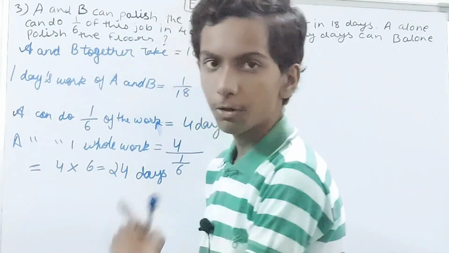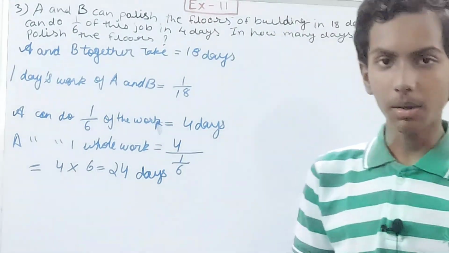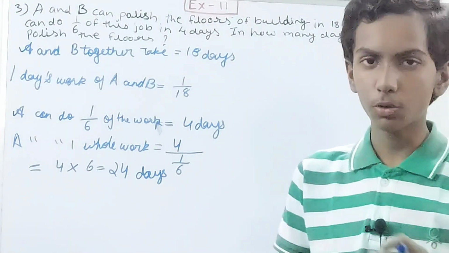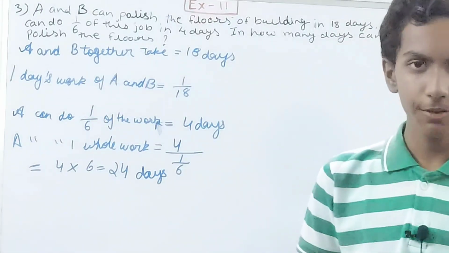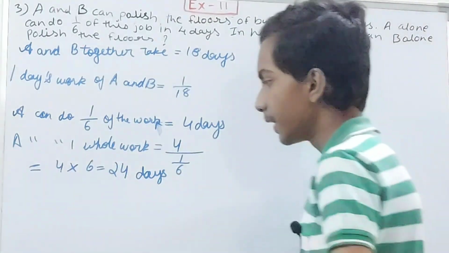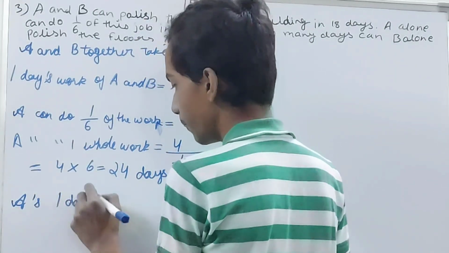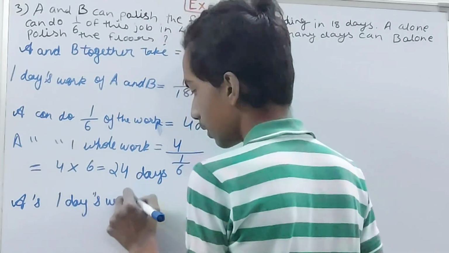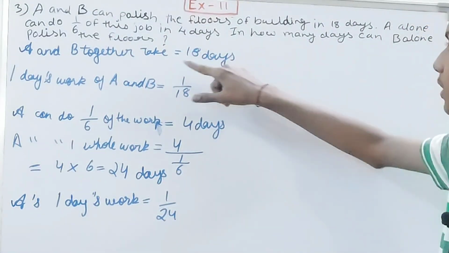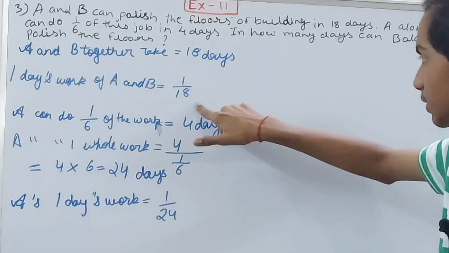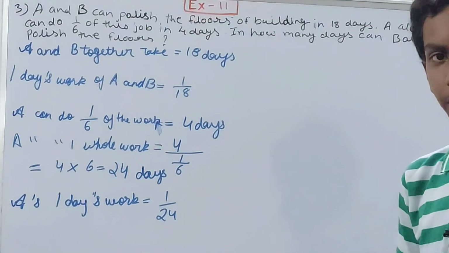Now with this 24, I can calculate 1 day's work of A. If A is taking 24 days to completely polish this floor, to complete the job, then in 1 day he will work 1 upon 24, reciprocate 24. So A's 1 day's work will become 1 by 24. This is the 1 day work of both of them, and this is 1 day work of A. Can we not calculate 1 day work of B?